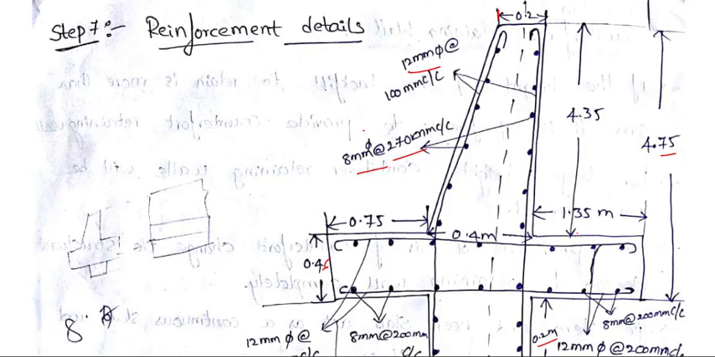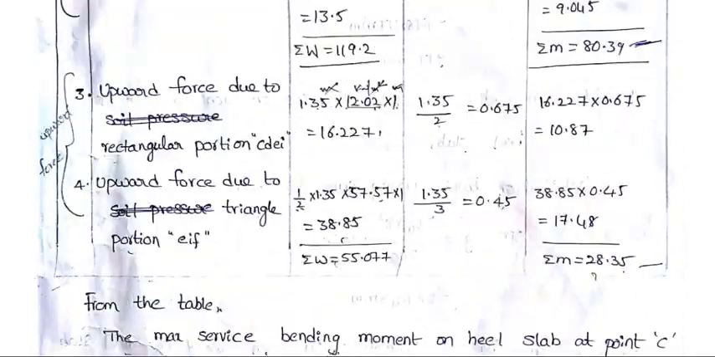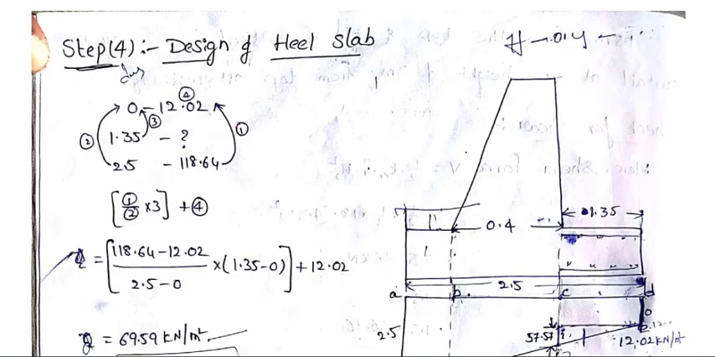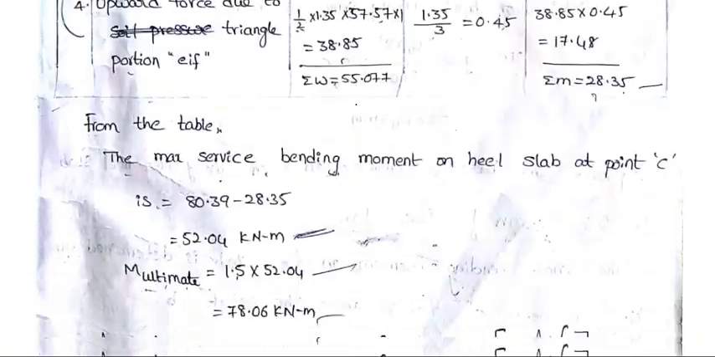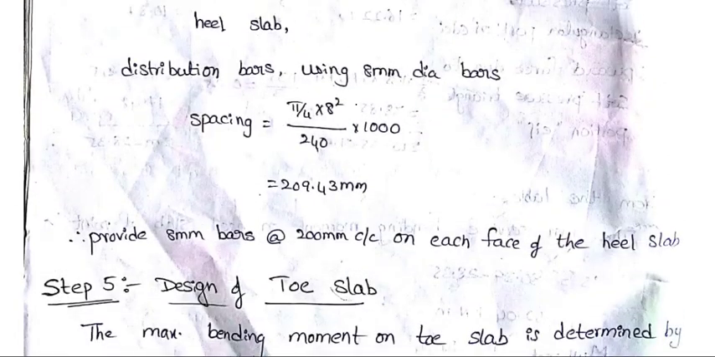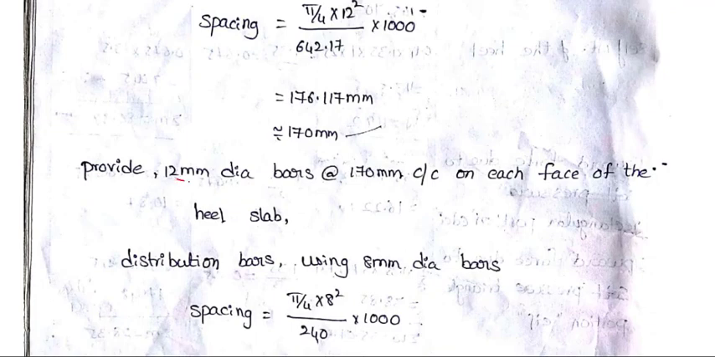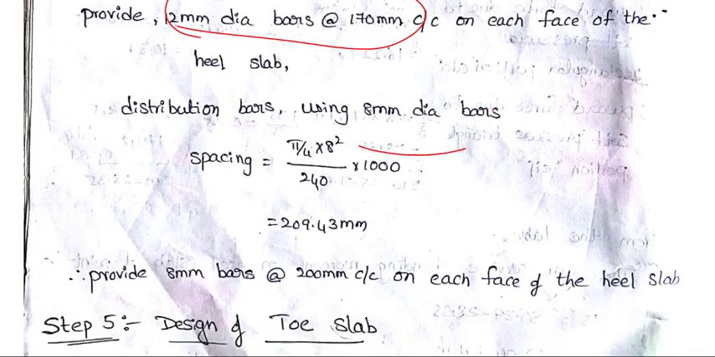Okay, so stem is completed. Next we will go to step 4, heel slab. So here you can see design of heel slab. So what is the dimension? Let's go here. 12 mm dia bars at the rate of 270 mm main reinforcement, and using 8 mm dia bars at the rate of 200 mm center to center.